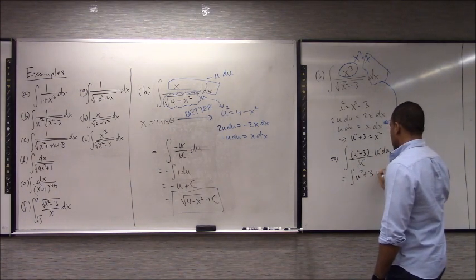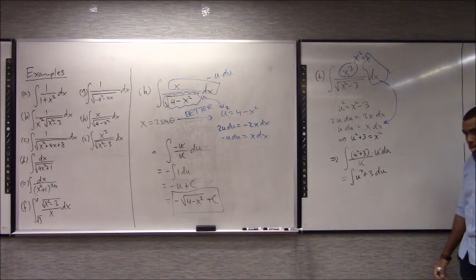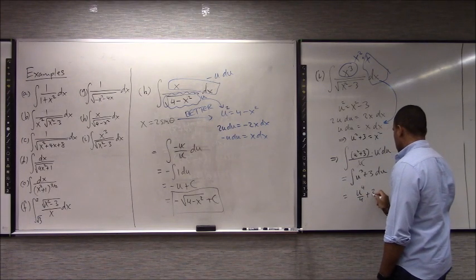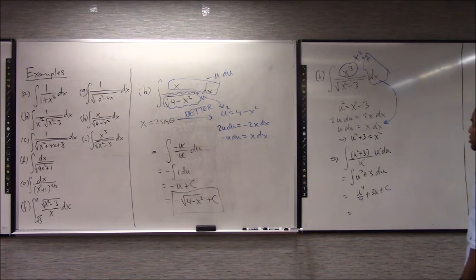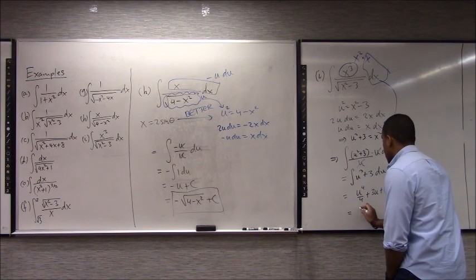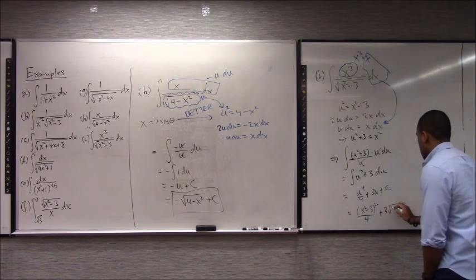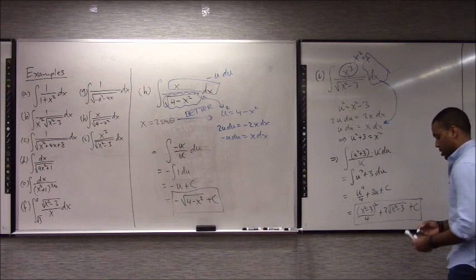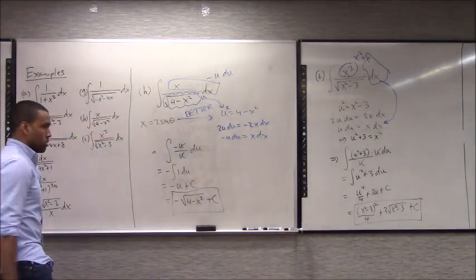You get u squared plus 3. So it turns out that a regular, everyday old-fashioned calc 1 substitution works for this one too. You integrate u to the 4th over 4 plus 3u plus c, and then of course you plug in u. So your u was the square root of this guy. So that's going to be (x squared minus 3) squared over 4 plus 3 times the radical of x squared minus 3, plus c.